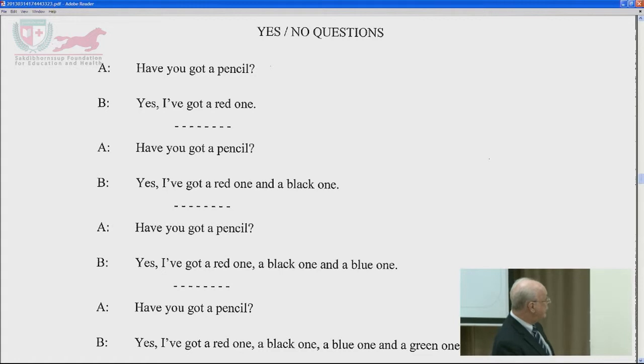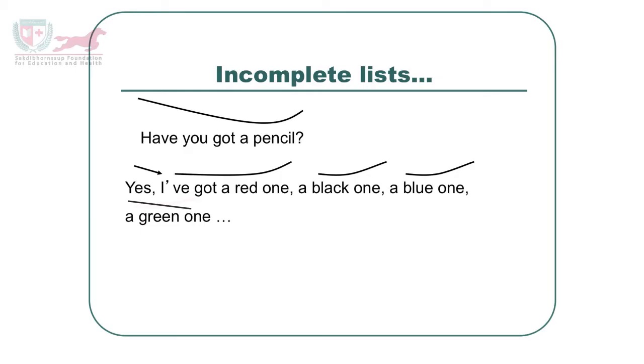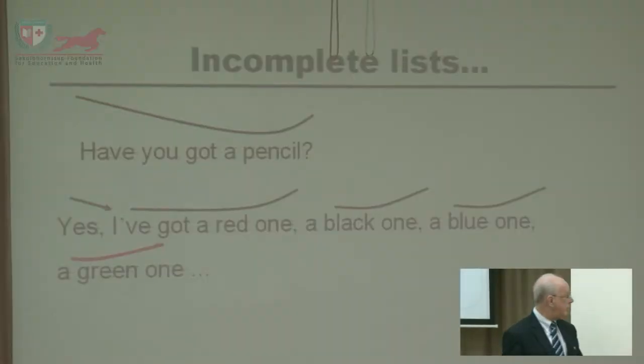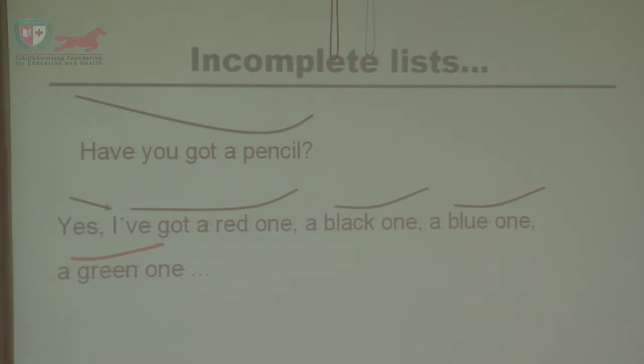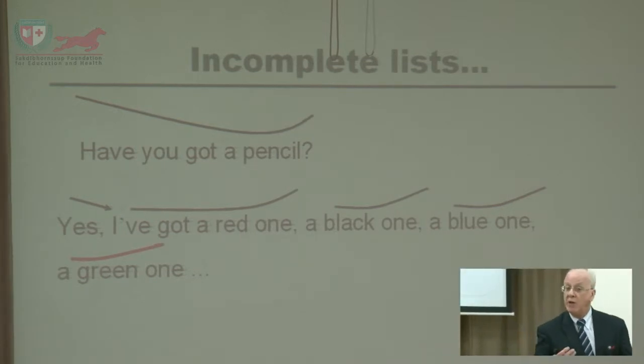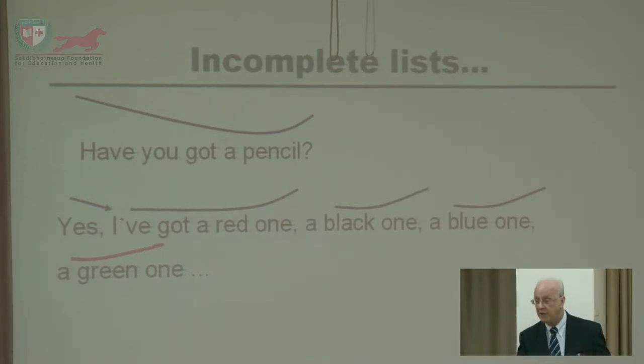So, have you got a pencil? Yes, I've got a red one, a black one, a blue one, a green one. I've got 20. Do you want me to tell you every colour? So, by making the voice go up at the end, you're saying, if you want a different colour, ask me. Have you got a pencil? Yes, I've got a red one, a black one, a blue one, a green one. Have you got a yellow one? Yes, here you are. So, we are inviting the first person to ask for any other colour.